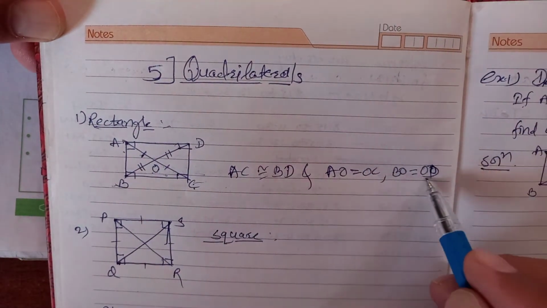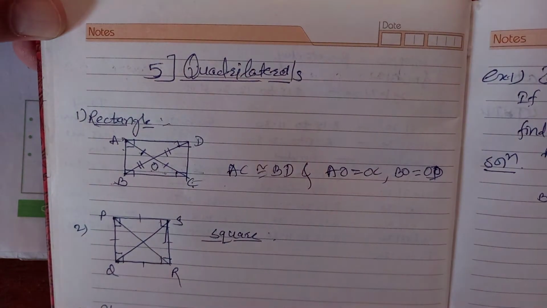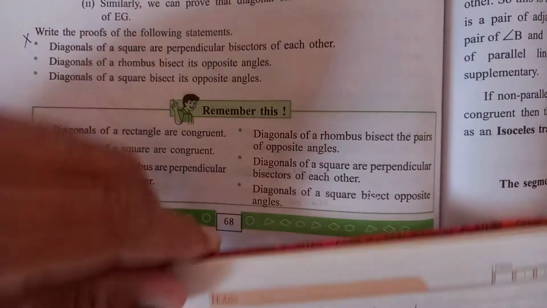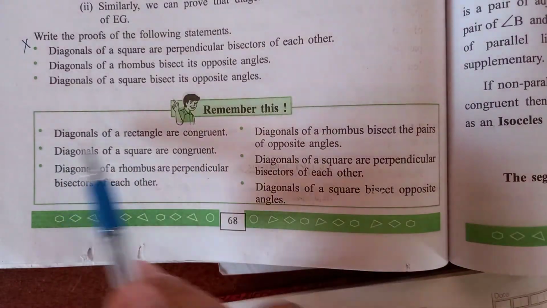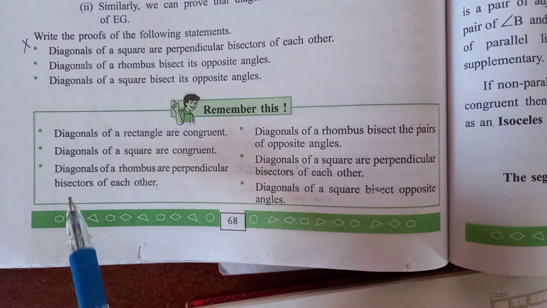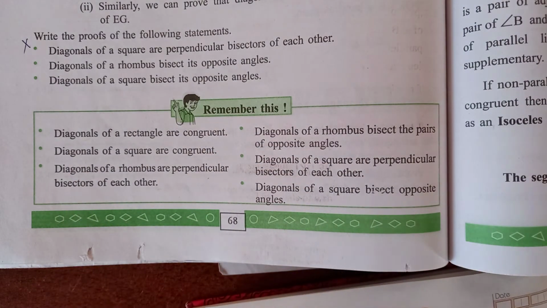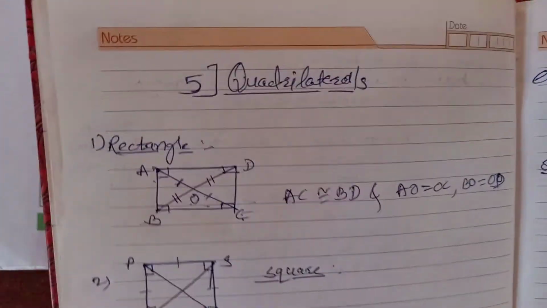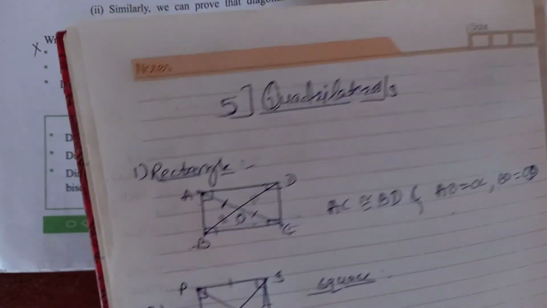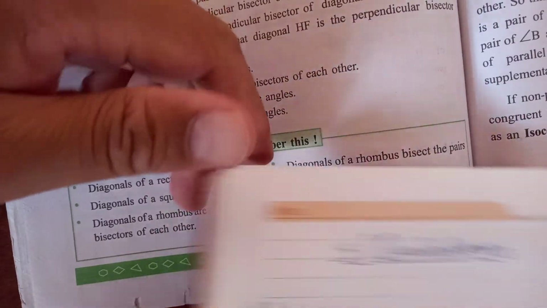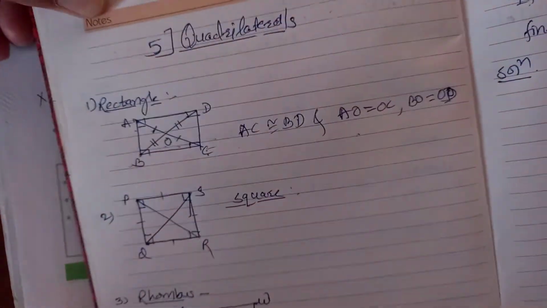These diagonals are congruent and also bisect each other. So you have studied these two properties: diagonals of a rectangle are congruent, and diagonals of a rectangle bisect each other. Then the property of the square: diagonals of a square are congruent. We will see some more properties of the square also.